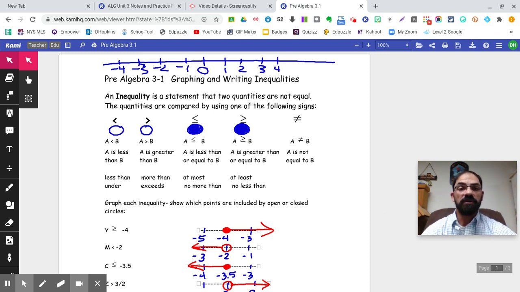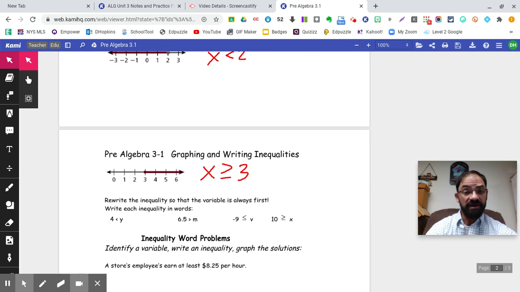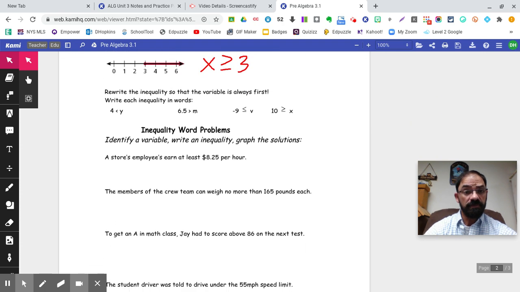In the previous lesson, we started graphing and writing inequalities and started a brand new unit. So today I would like to continue with that. We left off right about here. It says rewrite the inequality so that the variable is always first. So when I rewrite that, I just want to flip it right around.